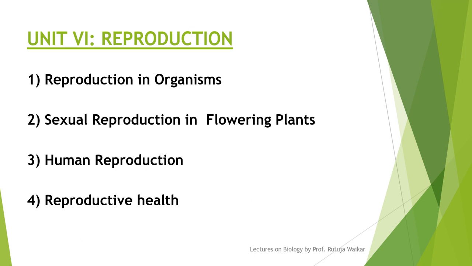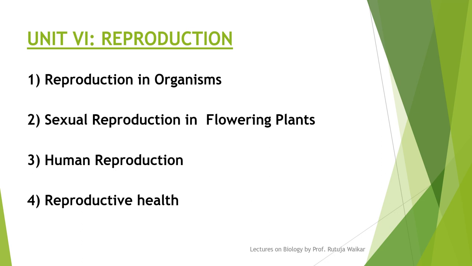So unit 6 is Reproduction. In reproduction you have a total of 4 chapters. First is Reproduction in Organisms. You know what reproduction is and the types of reproduction, sexual and asexual. Then what the methods are, all that we will study in this unit.